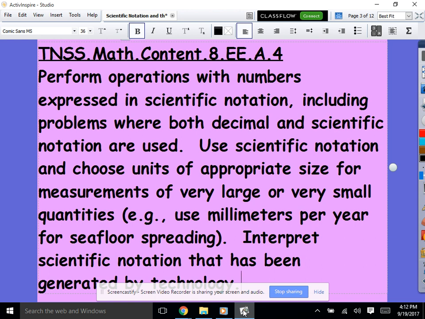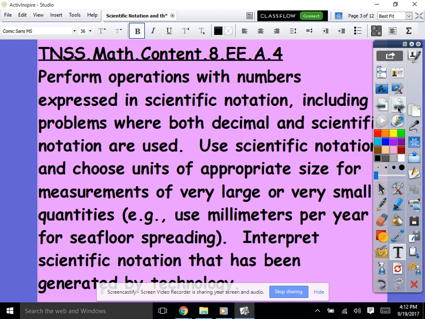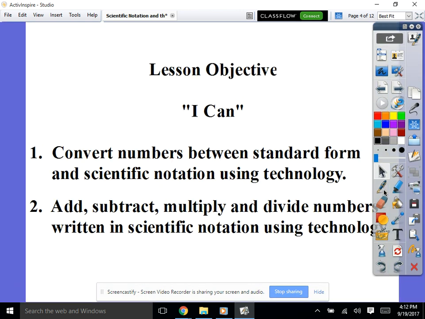We're going to look at everything we've done with scientific notation up to this point. Where we've done it manually before, we're going to look at using a calculator to do that. Your lesson objective: I am learning to convert numbers between standard form and scientific notation using technology, and to add, subtract, multiply, and divide numbers written in scientific notation using technology.